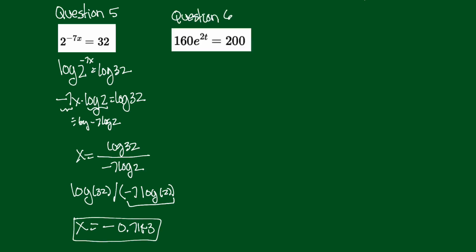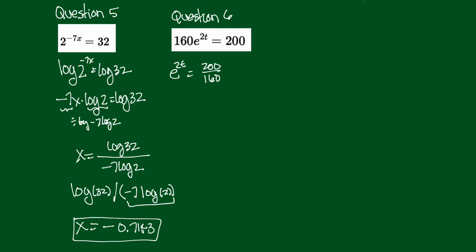Now question 6, this will be nice because you see this base here? The base is e. This is the base of the natural logarithm. So I'm going to take the natural log of both sides this time, but before I do that, I'm going to divide by this 160 and isolate that exponential. So I'm going to write this as e to the 2t is equal to 200 divided by 160. And I'm not going to worry about reducing this. I'll have the calculator do it all at once.